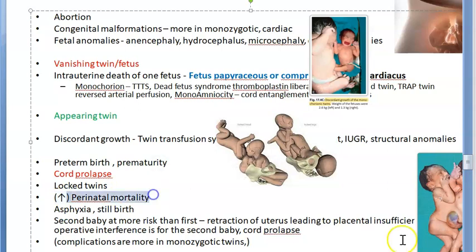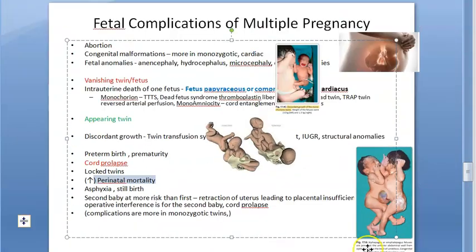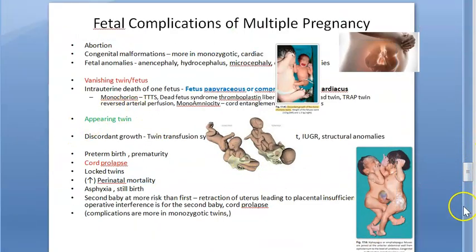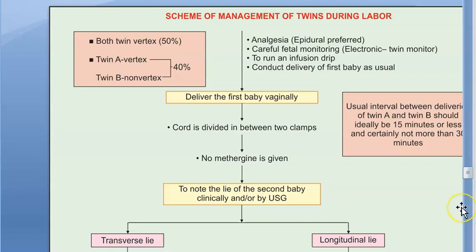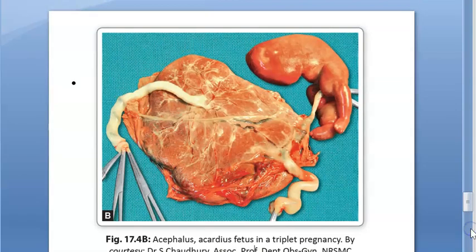Then perinatal mortality increases, especially for the second baby, with asphyxia and stillbirth. This can happen because of retraction of the uterus leading to placental insufficiency, more operative interference on the second baby, cord prolapse, etc. And always complications are more in monozygotic twins, okay. Then we just saw a scheme of management of twins during labor, a very high-level one.